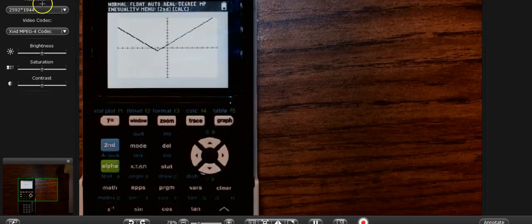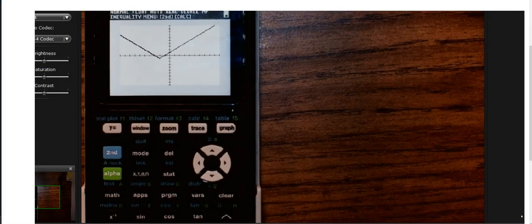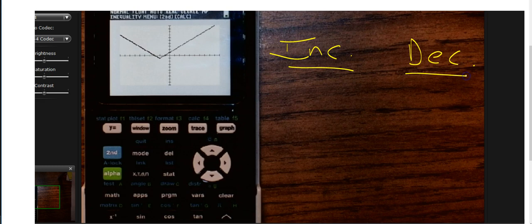All right. What do we want to know here? Intervals on which the function is increasing, decreasing, or constant. All right, looks like we got an increasing and a decreasing. It does not look like we have anything constant.